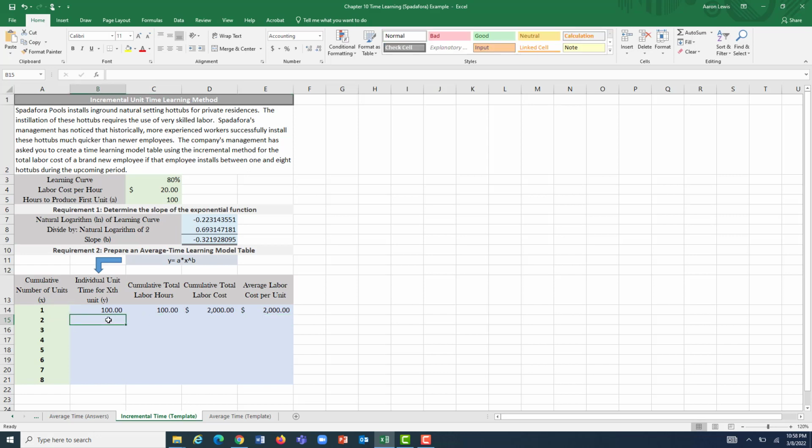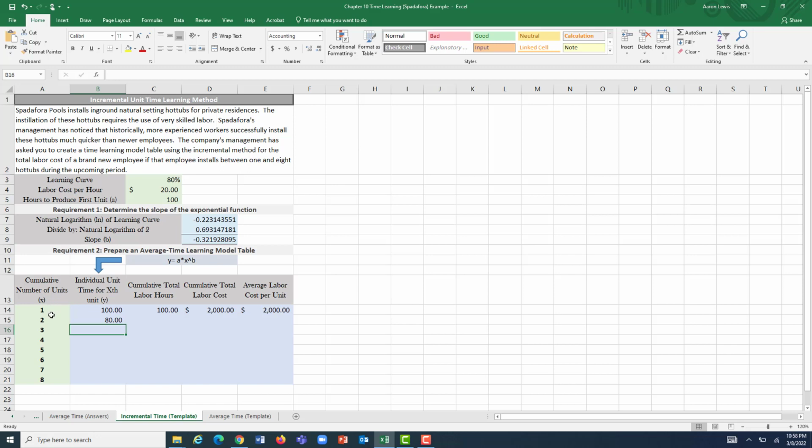For the second unit over here, we can use that same formula: A times x to the b power. A is our hours to produce the first unit, times x, this is our second unit now, to the power of our slope, which is negative 0.32 and a whole bunch of other stuff afterwards. And it comes out to 80. And that is a great point to check.